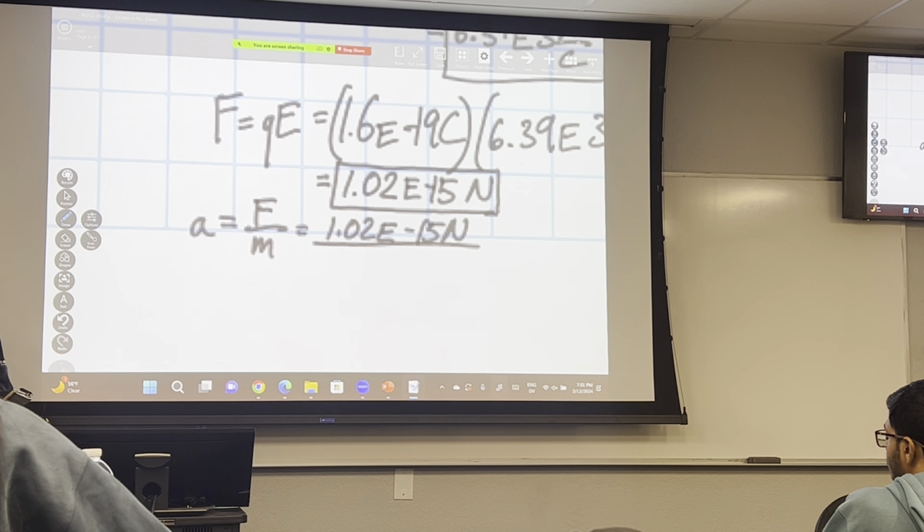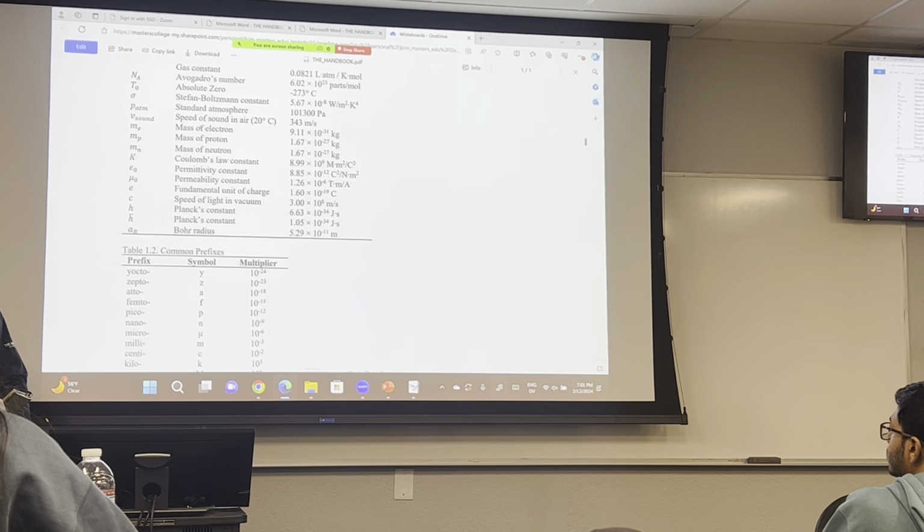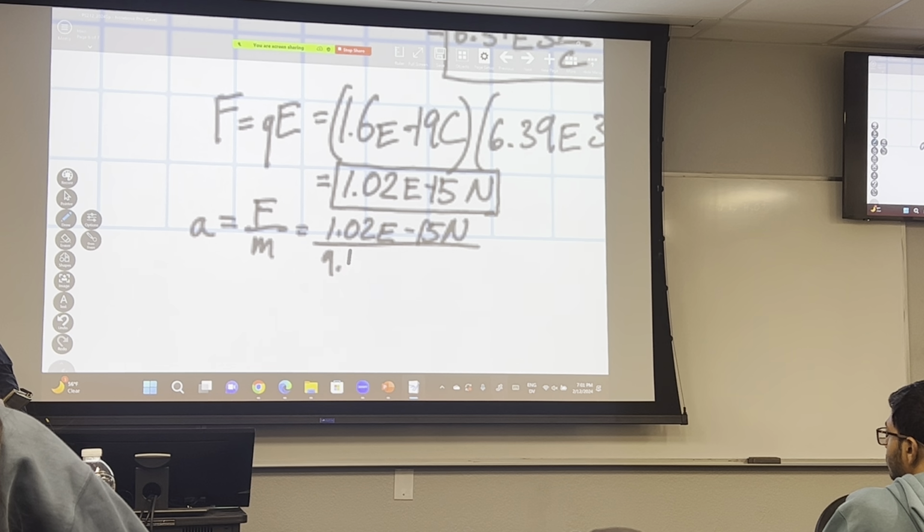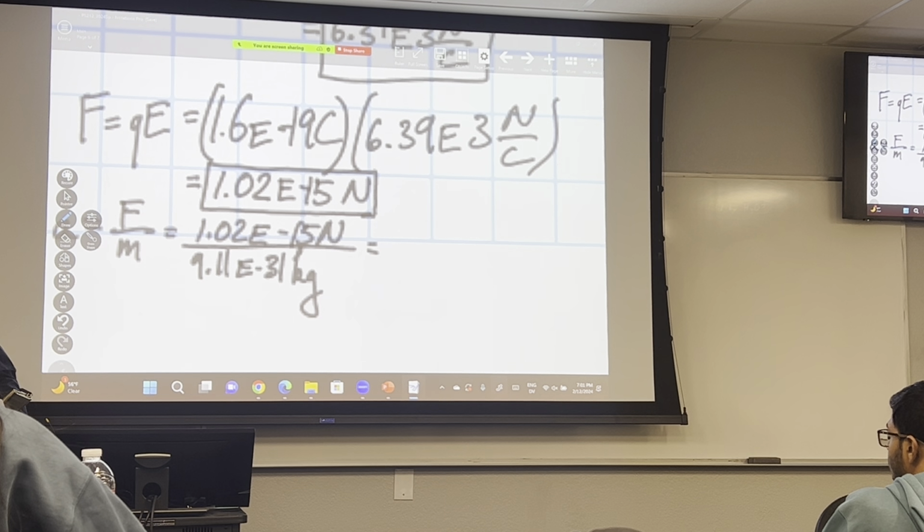What is m? Mass of what? What object is moving? The electron. It is the mass of an electron that is in your handbook. Mass of electron, right here. Yes, 9.11 times 10 to the negative 31 kilograms. And what does this equal? It is 1.1 times 10 to the 17th meters per second squared.